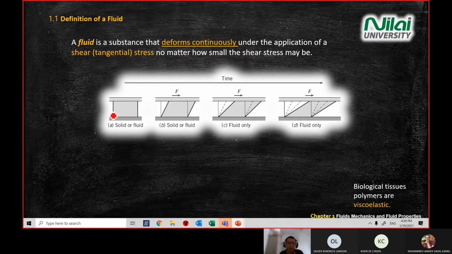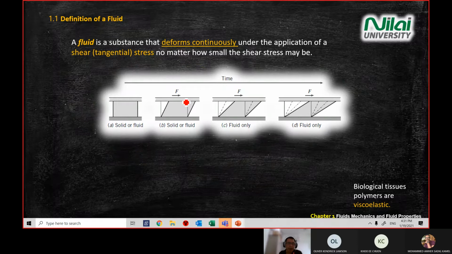The diagram you see here on the left, A, has two plates, and then we have a medium, something between the two horizontal plates. It can be solid or fluid. In this case, we're going to look at fluid. What are the differences between fluid and solid?